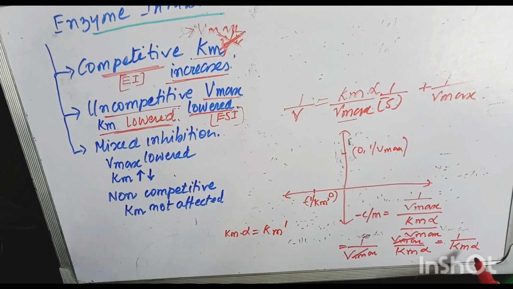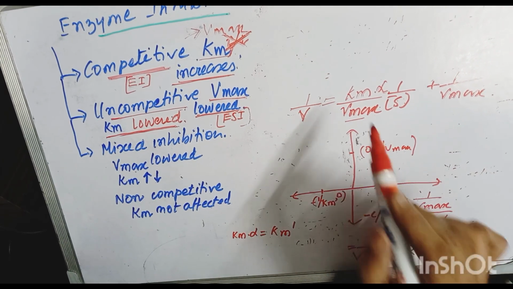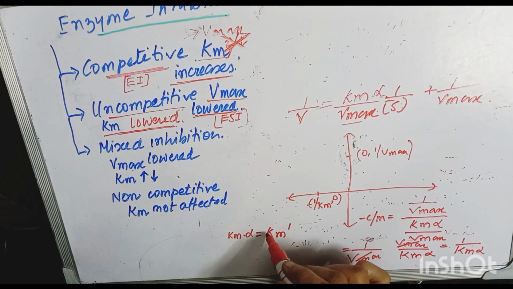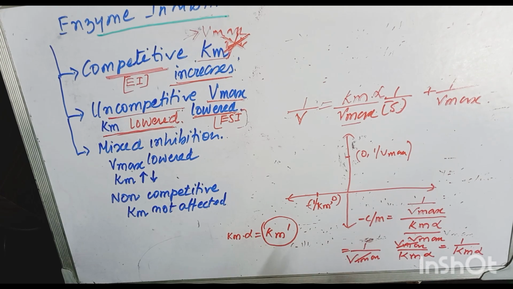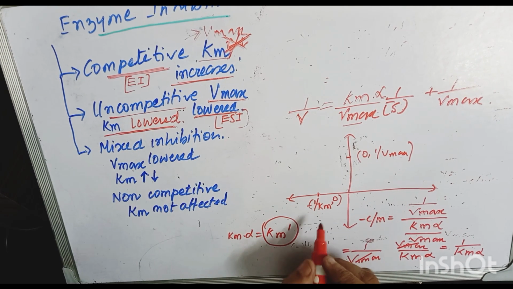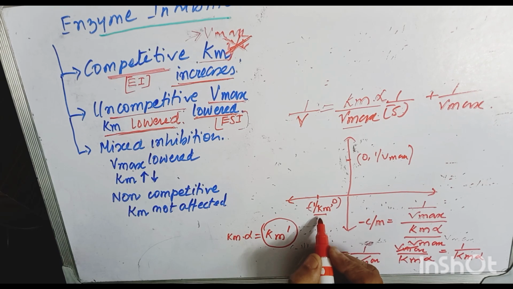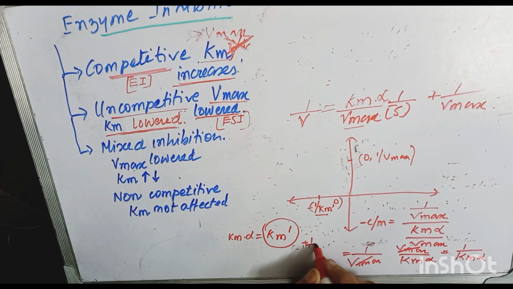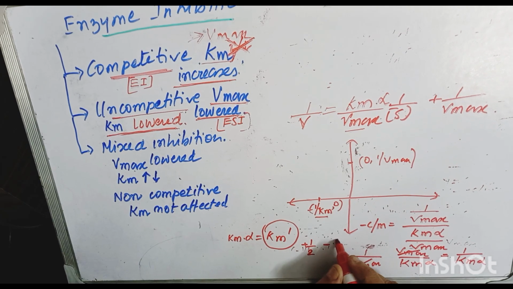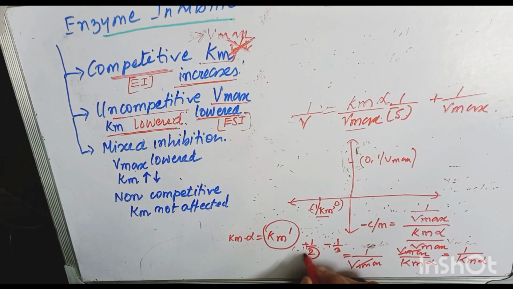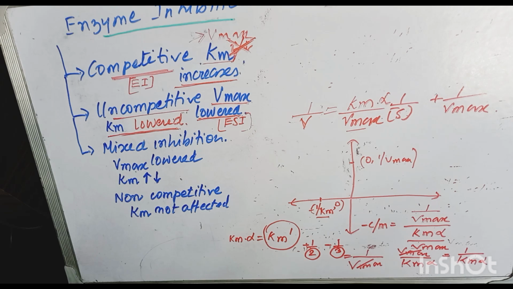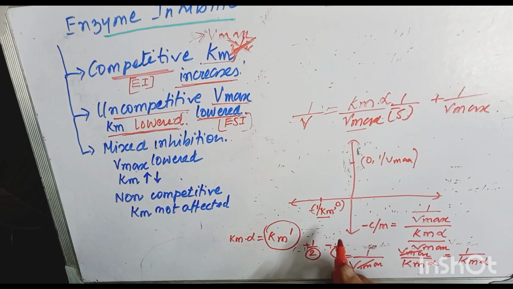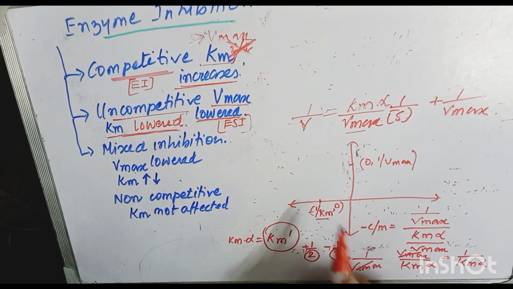Now the value of Km has increased. It is now Km dash, which is more than the value of Km. Say minus 1 by 2 and minus 1 by 3. Now the Km value has increased from 2 to 3. So is minus 1 by 3 closer to 0, or is minus 1 by 2 closer?